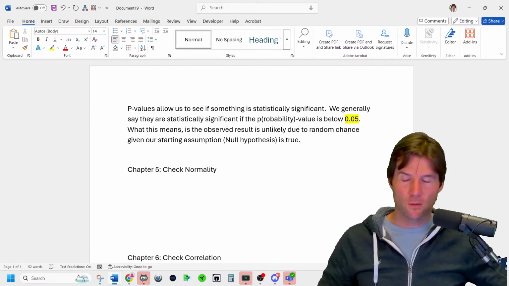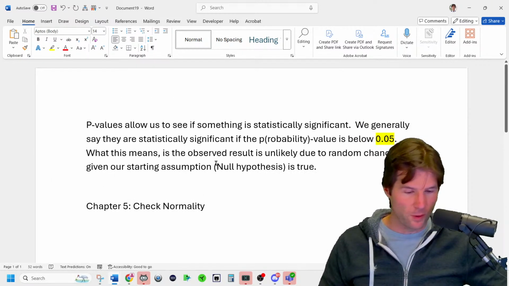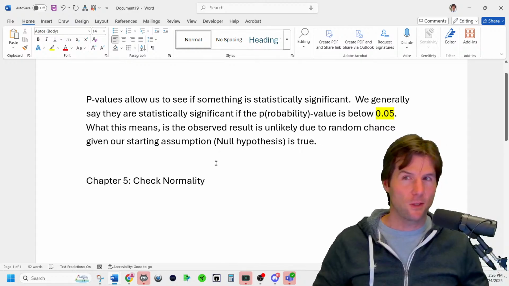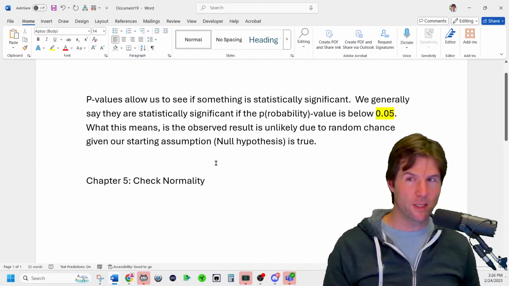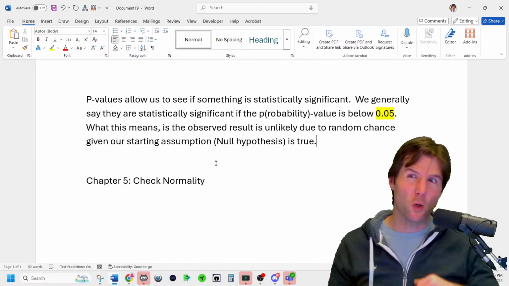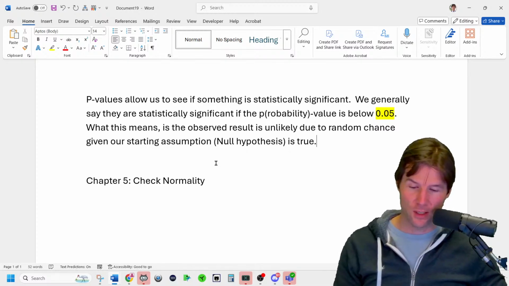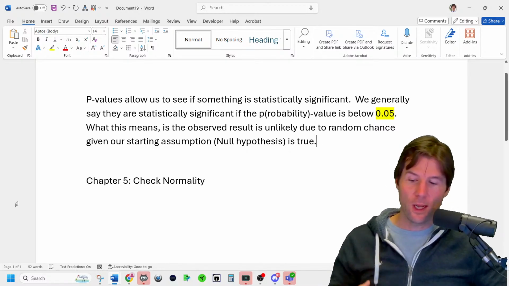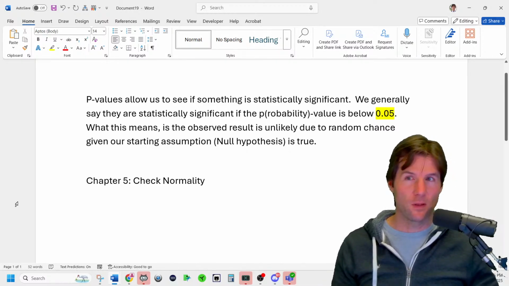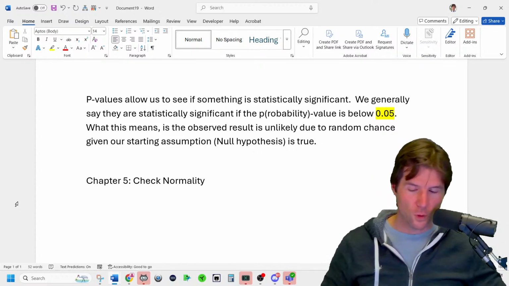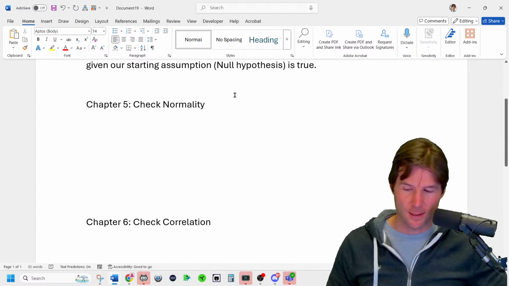This is where usually people get confused on what the deal is with a p-value, because they allow us to assess statistical significance by telling us if what we saw was likely or unlikely by random chance. And when we have something unlikely by random chance, the p-value will be low. When something is likely by random chance, the p-value is high.